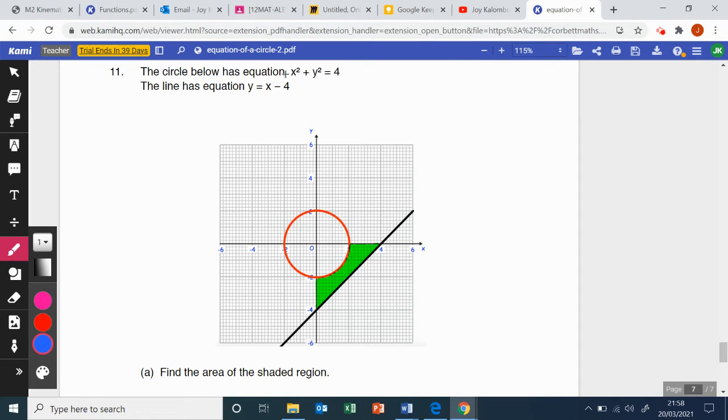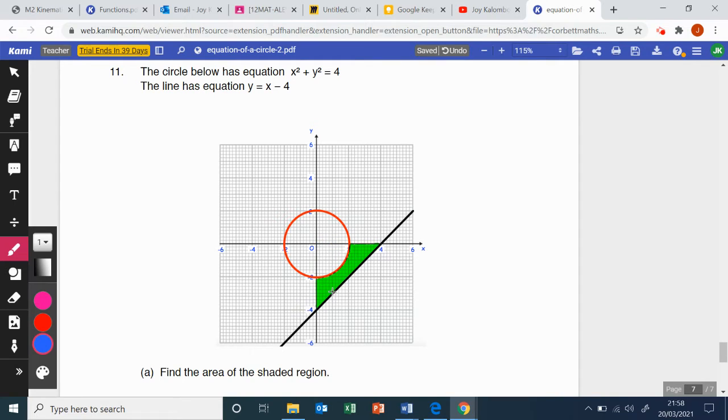So the circle below has equation x squared plus y squared equals 4, and the line has equation y equals x minus 4, this line over here. First thing asked is to work out the area of the shaded region. Well, what we could do is work out the area of this triangle over here, and then take away the area of this quarter circle.